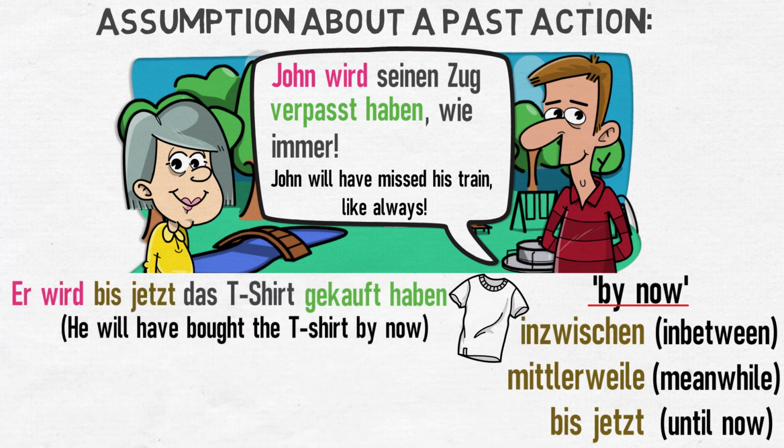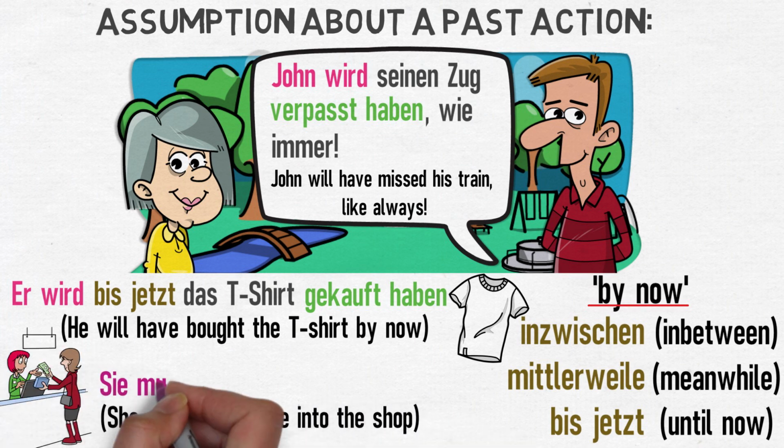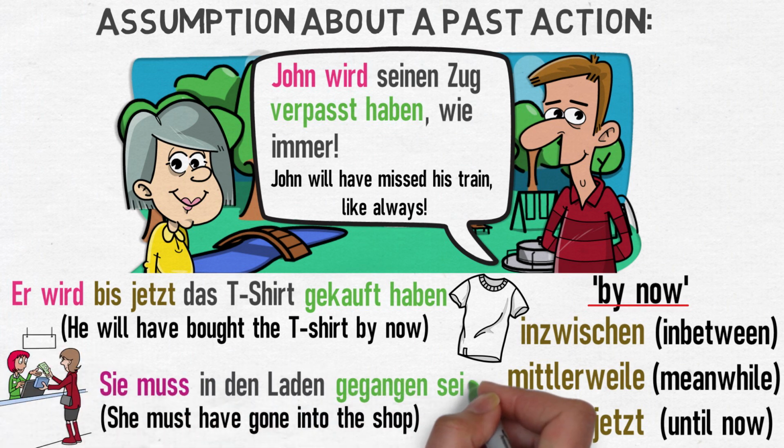The final thing worth mentioning in this video is that you can also make an assumption about a past action using the modal verb müssen, which can be translated as must. As it's a modal verb, it too requires an infinitive at the end, and so works in exactly the same way as werden has in our previous examples. She must have gone into the shop. Sie muss in den Laden gegangen sein.